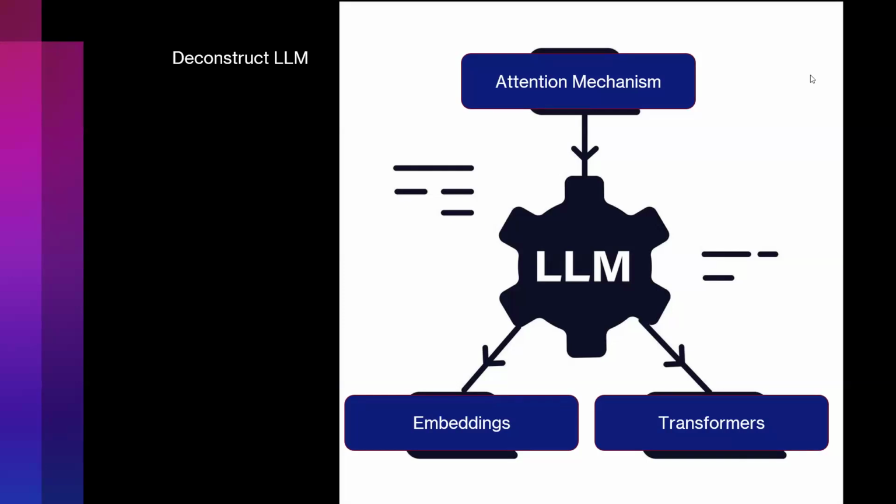And the next one is embedding. This is the numerical representation of words that captures their meaning and relationship. And transformers are the architecture that uses self-attention to process input data in parallel, making it more efficient and more powerful.